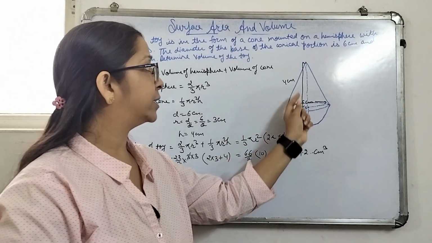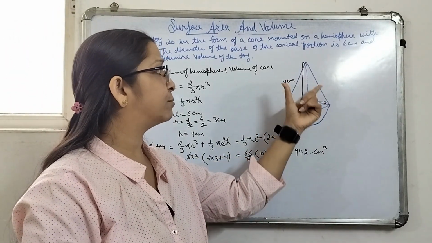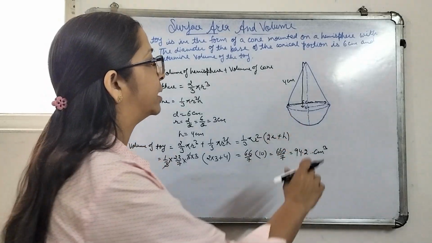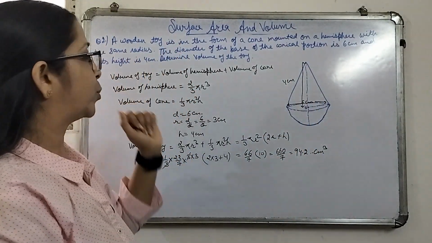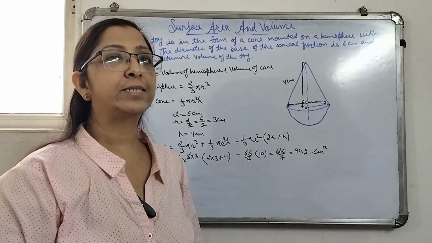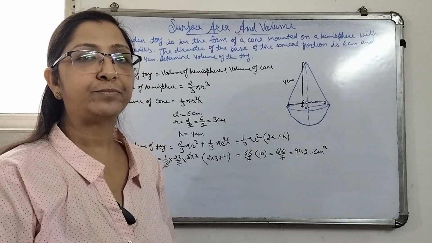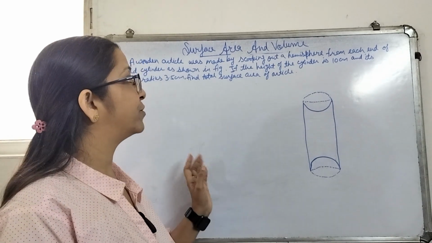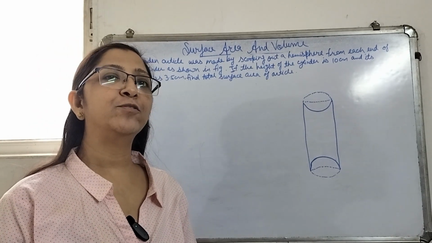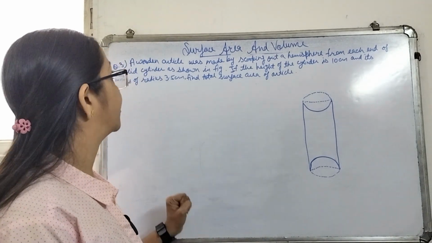It must be clear that if it is given that one is just mounted over the other, then the radius will be the same for both figures. And it is given in the question also. So accordingly, we will decide what is to be taken. Till now, we have seen two examples of finding volume. Now let's see an example of finding surface area.